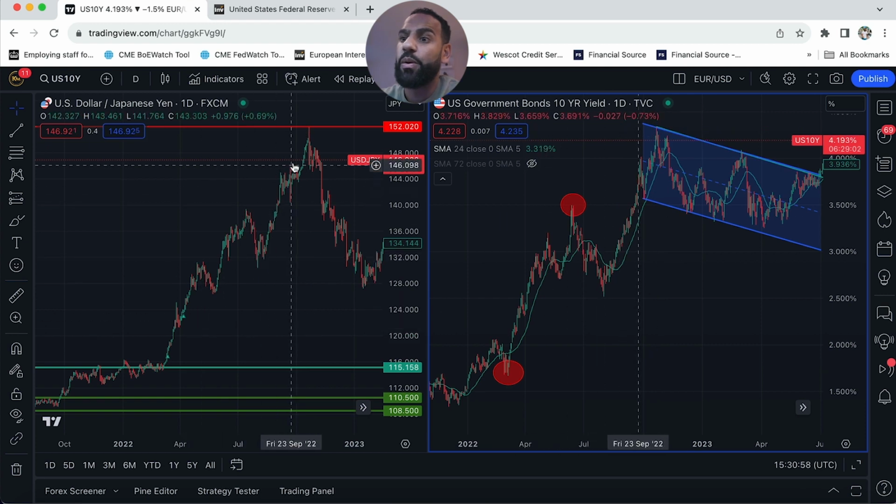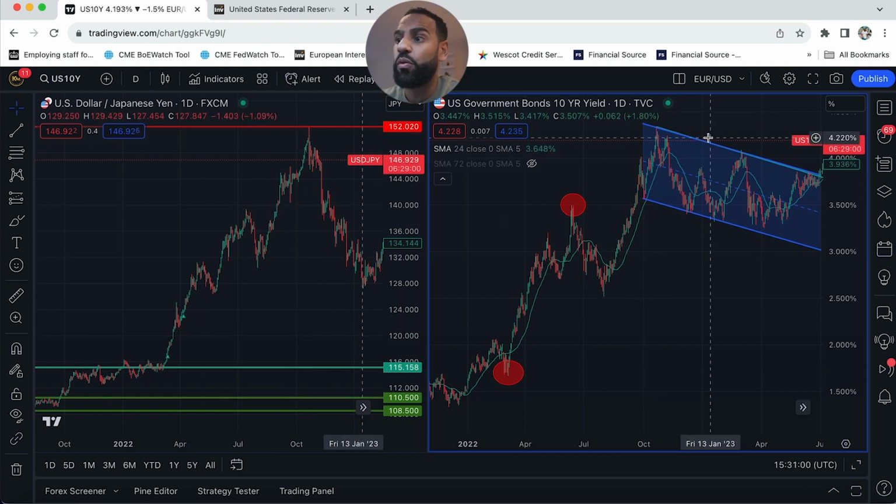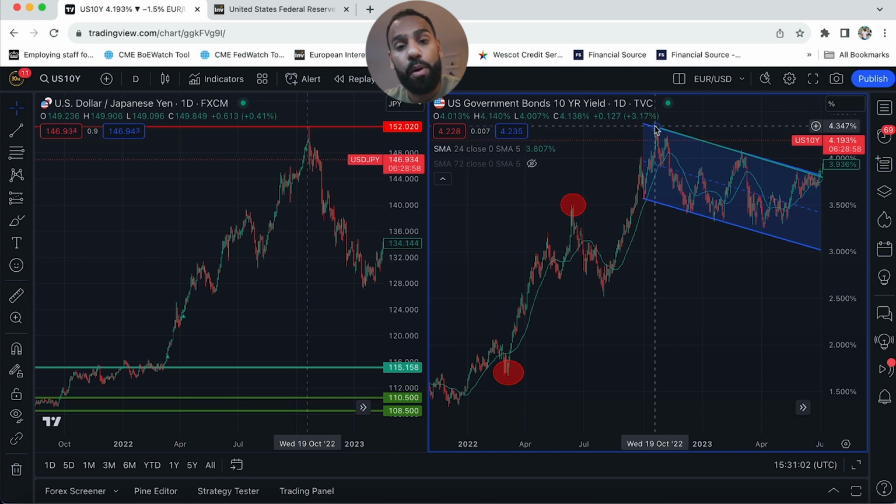Okay? And you can see the USD peaked at 152 at exactly the same time when the bond market peaked at an interest rate of 4.34%. This is because Japan wasn't raising interest rates, but the United States was raising interest rates. So the interest rate differential was causing money to come into the US out of Japan, and that was pushing the dollar higher, okay? Then in October, inflation had peaked.